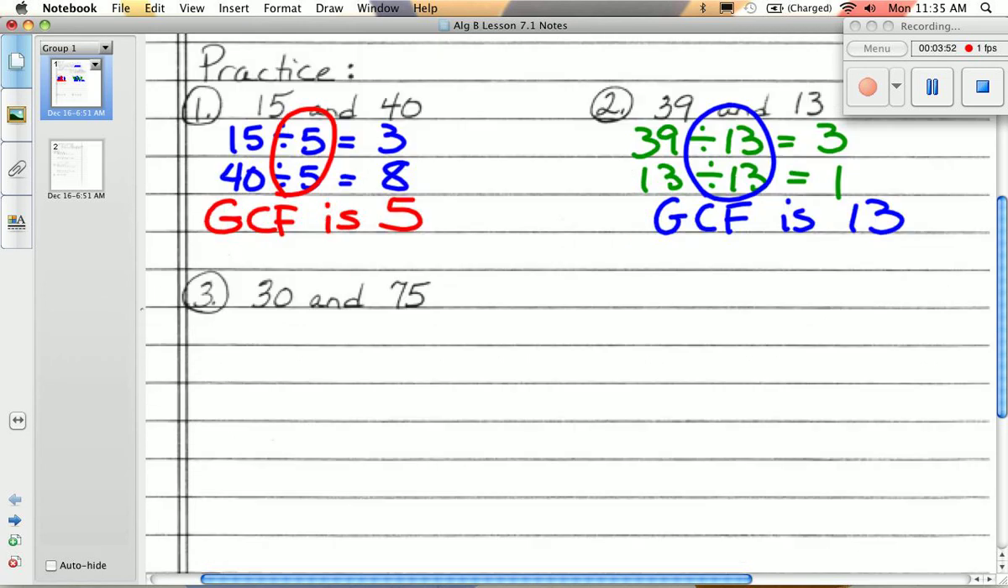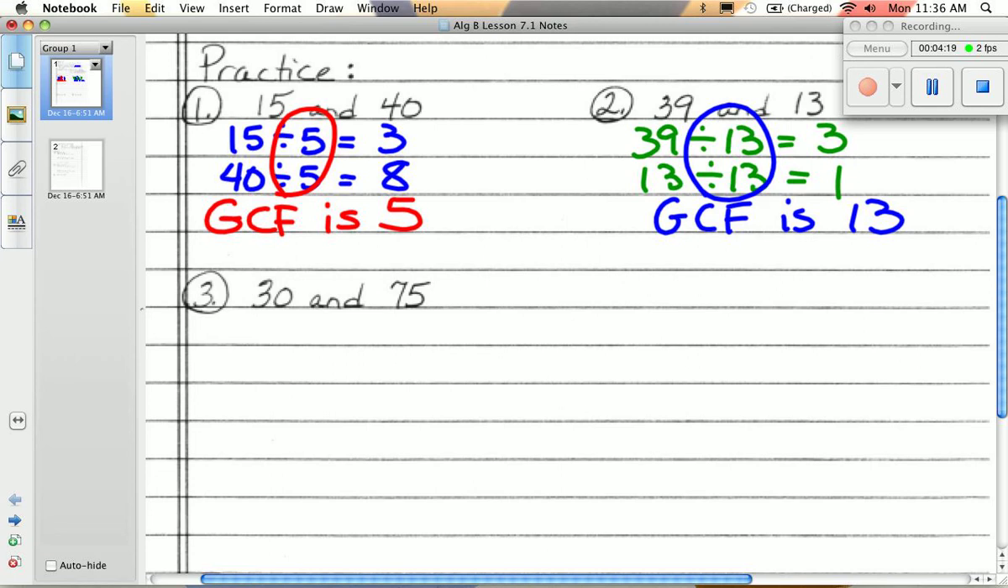Okay, so the reason that GCFing is important is that when we start factoring polynomials, if we can divide something out first out of all the terms of a polynomial, called a GCF, it's going to make the resulting polynomial easier to work with. So you're going to like that you know how to GCF, trust me.